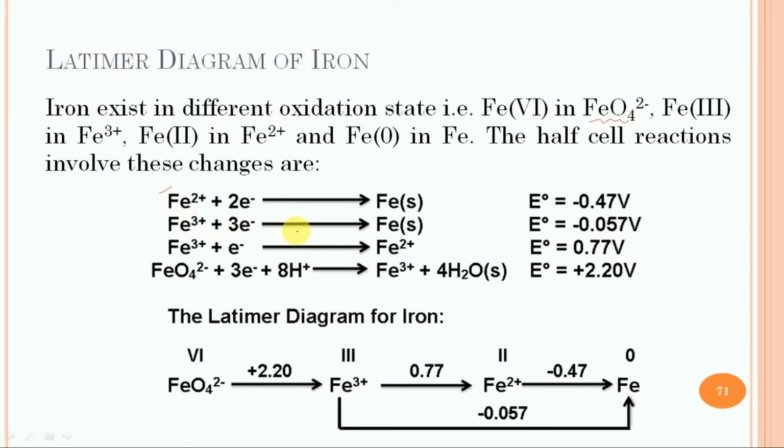Iron 3 plus changes into iron, and the electrode potential corresponding to this is minus 0.057 volt. Then iron 3 plus changes into iron 2 plus, and the electrode potential is 0.77 volt. Similarly, the oxide of iron, ferrate, changes into iron 3 plus, and the electrode potential for this is 2.20 volt. The Latimer diagram for iron, giving all the above information, can be summarized as follows.